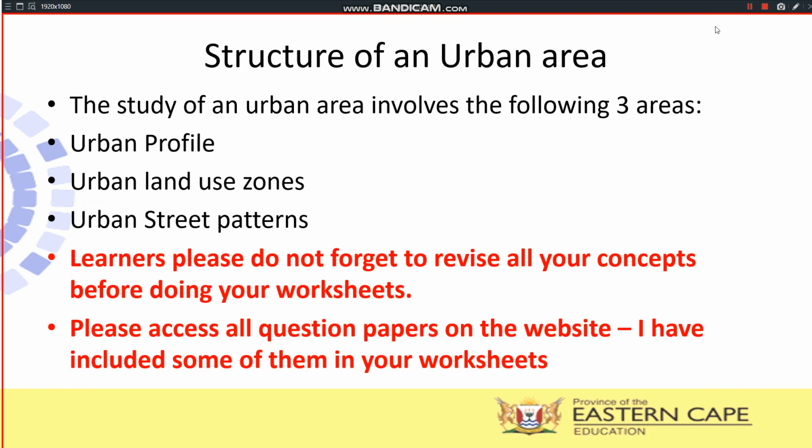We're going to look at the following. We're going to look at the structure of an urban area, and the study of an urban area will involve 3 areas: the urban profile, urban land use zone, urban street patterns.